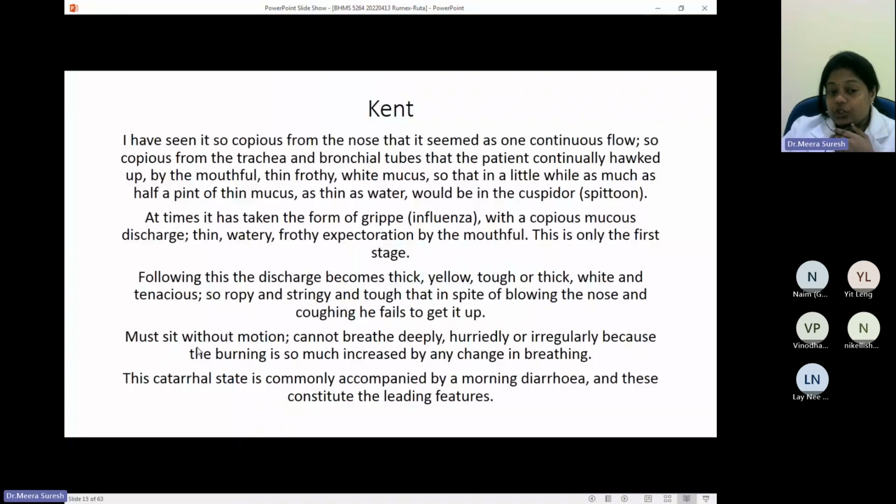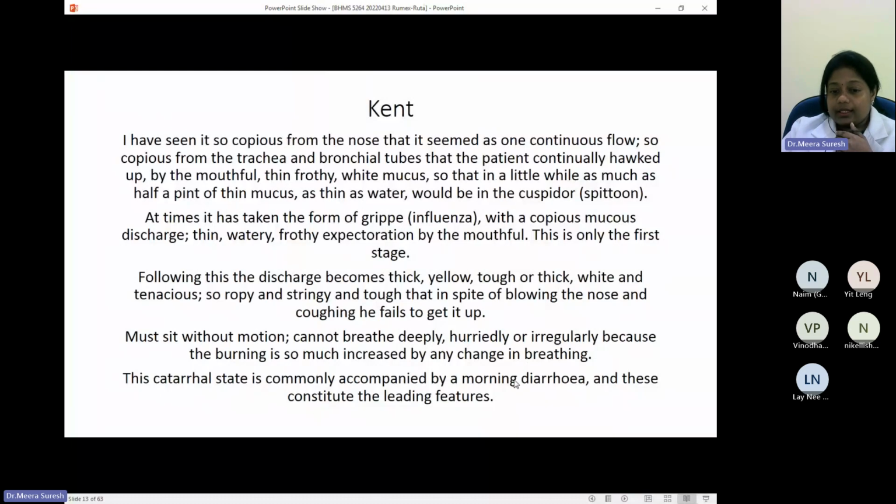And he should sit without any motion, because the slightest change of motion, or if the air gets inside, or if he breathes deeply, hurriedly, or irregularly, that also will cause aggravation of symptoms. And Kent says that it is associated with a burning sensation in the sternal region. But I won't say that burning is that characteristic, because only in Kent we see that explanation.